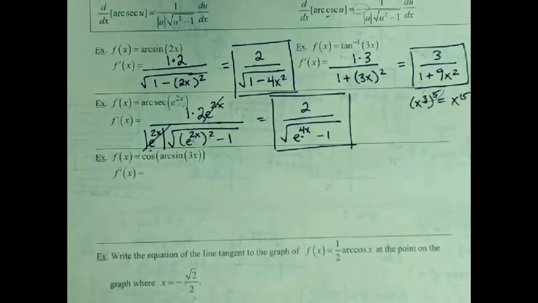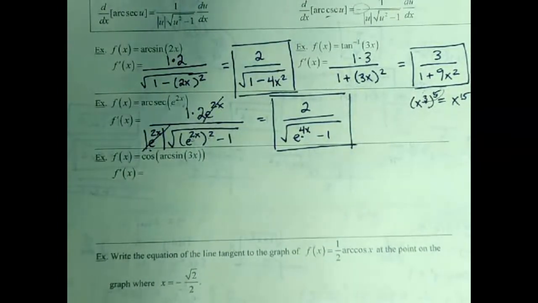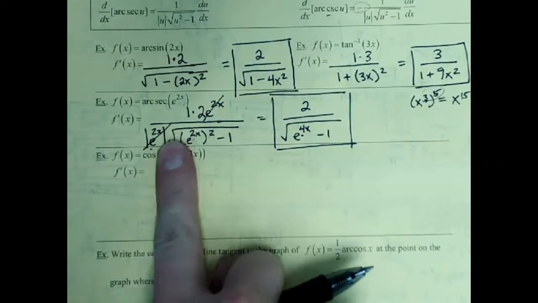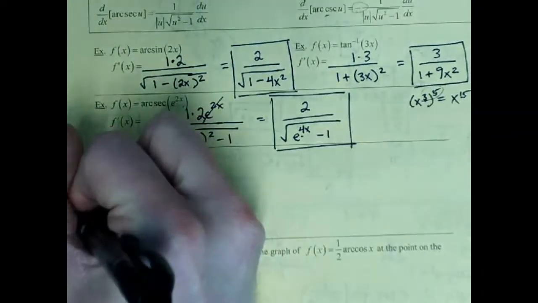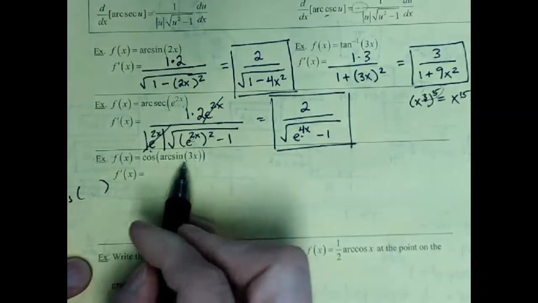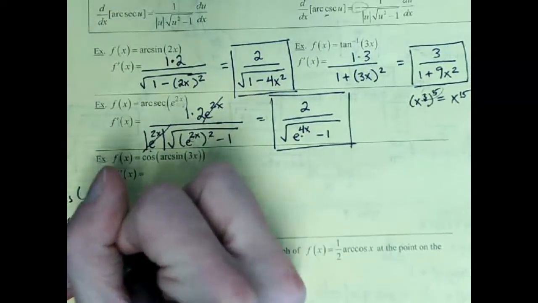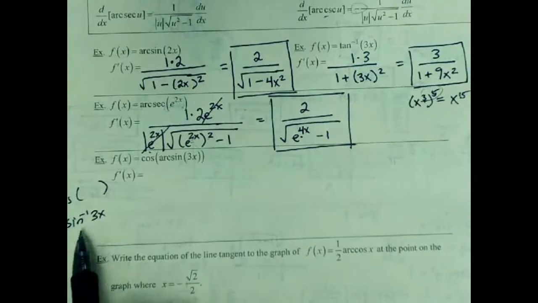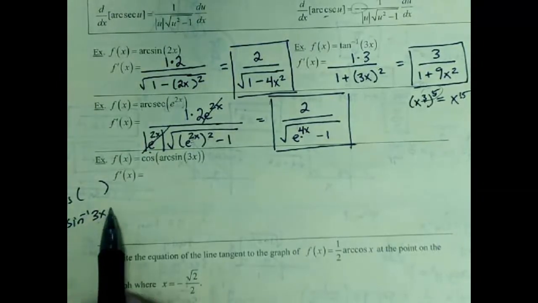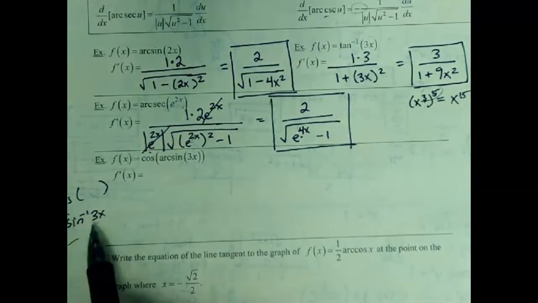Here we go. We've got cosine of arcsine of 3x, and it wants us to take the derivative. Oh, goodness. Okay, so we have a composite, right? We have cosine of stuff. Then that inner piece is your sine inverse of 3x. Okay, so it's a 3-layer composite, but I'm kind of combining those, right? Instead of doing sine inverse of stuff, I'm just combining those 2 layers into just sine inverse of 3x.